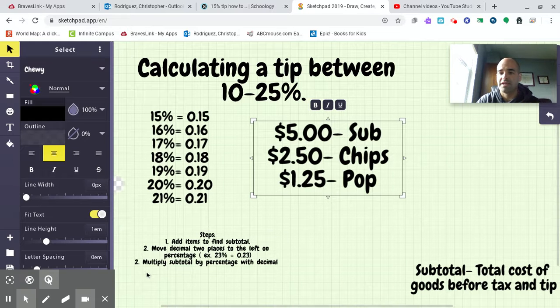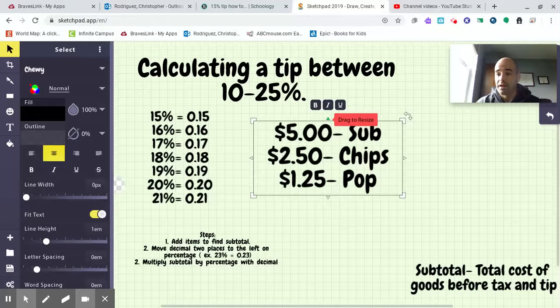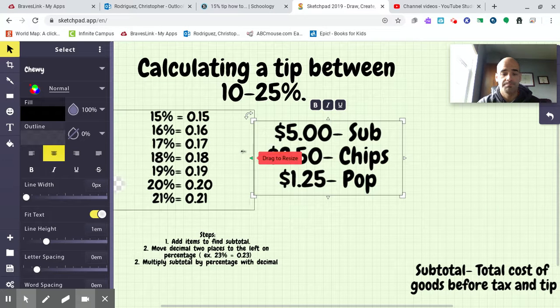What I did is I added in text here. We have 3 different items: a sub, some chips, and a pop. I'm going to look at my steps. My steps say to add items to find subtotal. So I have 3 items, and I'm going to add those up.